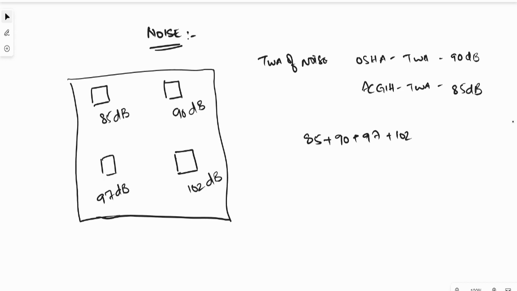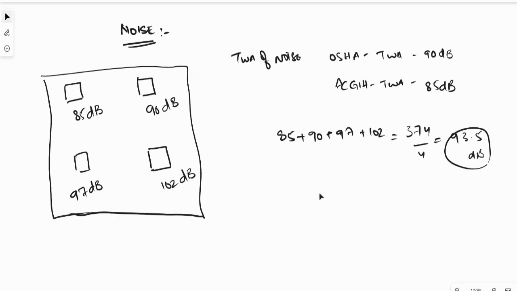Sorry, let's see. 85 plus 90 plus 97 plus 102 is 374. 374 divided by 4 gives 93.5 decibels, if you take the average. Let's see whether it is a right answer or not. I would say this is an absolutely wrong answer. We will see why.